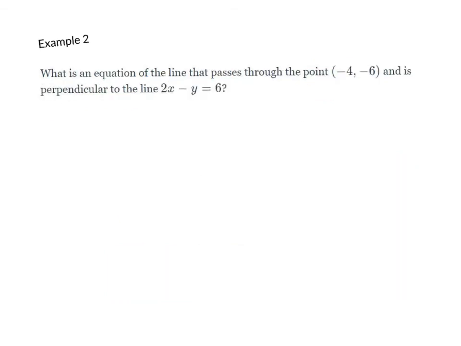All right, let's take a look at example 2. This says, what is an equation of the line that passes through the point negative 4, negative 6, and is perpendicular to the line 2x minus y equals 6? So again, we are given a point of the line, but all we know is that it has to be perpendicular to this line. So let's take this line and put it into slope-intercept form so that we can determine what the slope is and then find the perpendicular slope, okay?